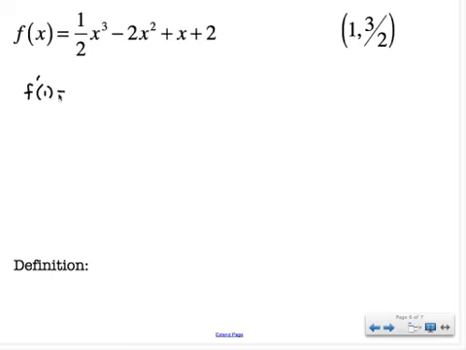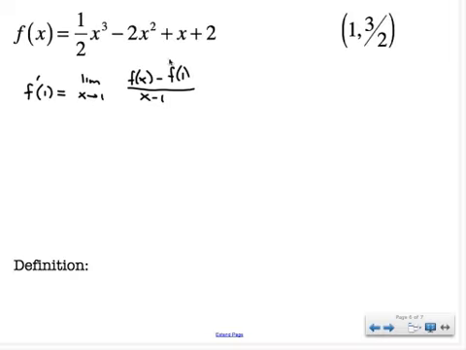Well, the definition says we need to take the slope of the line that connects the 2 points, f of a to f of x. In this case, a is 1. Okay, so I'm going to write it out in long form first, and then we'll substitute in the pieces. We're going to do f of x minus f of 1 divided by x minus 1, and then we're going to take the limit as x approaches 1. Okay, that's the calculation that needs to be done.